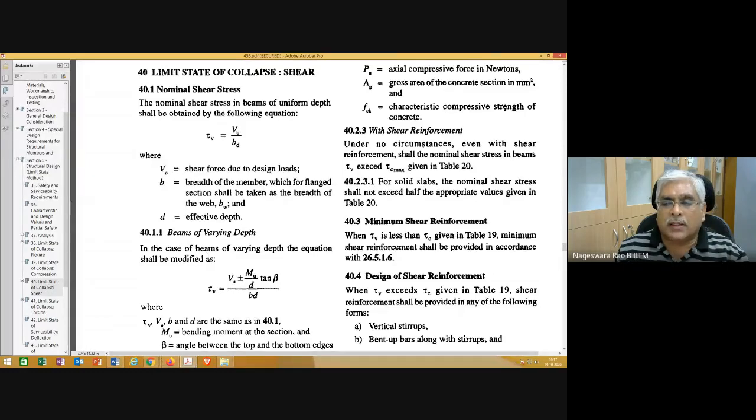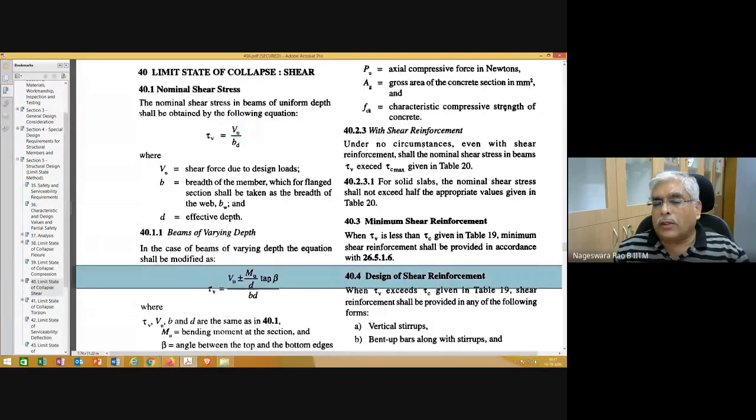Nominal shear stress when the beam is having varying depth is given by this equation. Please note that this equation is going to degenerate to this equation if the depth variation is 0. You can cross check whether this is going to be equal to this, in case you substitute the special case of uniform depth, this equation should degenerate to this equation. Okay, now let's go through this.